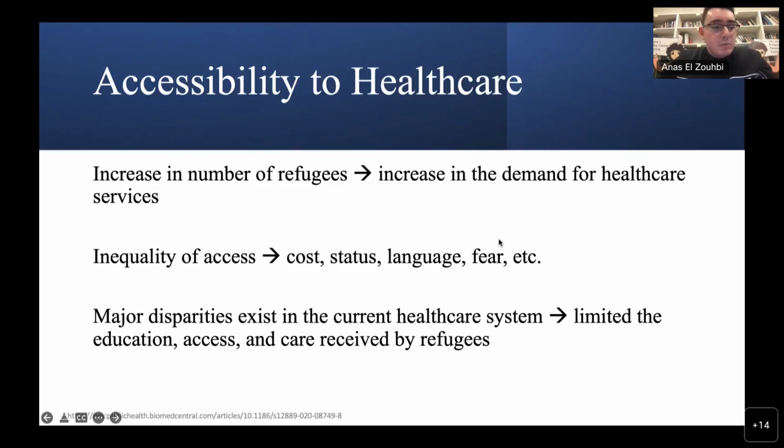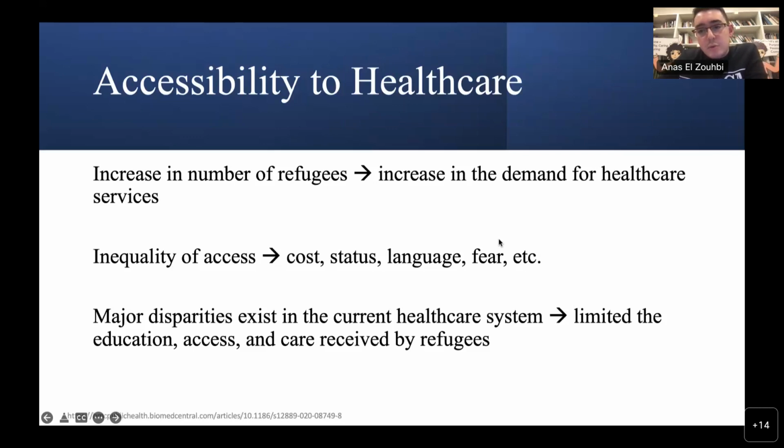So, access to healthcare. We can see already that the issue of refugees is a serious one, and it is one that is affecting a large number of people, whether it is the refugees themselves, the general population within a host country, etc. Therefore, it is important to address the impact or the complications that this might have on access to healthcare. Now, with the increase in the number of refugees, there is obviously going to be a following increase in demand for healthcare services. And this would raise many concerns with regards to inequality of access.